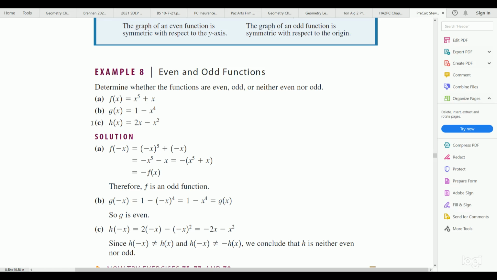Now we're going to take a look at C. Notice there's a pattern here. I have an odd and an even exponent. So this is where I already know this is not going to work. This is going to be neither odd nor even because if I put in a negative, the 2x will change to a negative, but the x squared will not. Okay, so these are really not that difficult. You don't have to graph them to see it, but if you do graph them, you will see the symmetry.